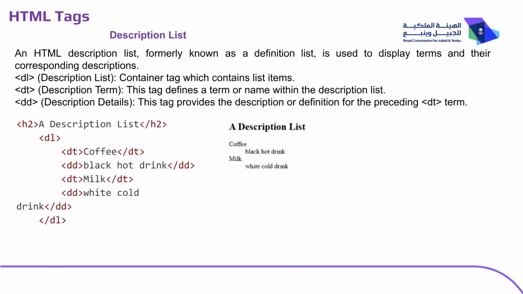A description list, <dl>, displays terms and their descriptions. The <dt> tag defines the term, and the <dd> tag provides the description or definition for that term.